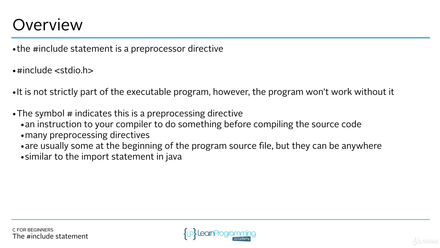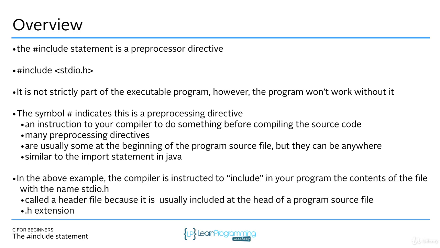The include preprocessor directive is very similar to the import statement in Java, if you're familiar with that. But what does that mean? In the above example, with the include pound symbol stdio.h, this is telling your compiler to include some of the contents of the file with that name. There's a file called stdio.h that exists somewhere. What the directive is saying is that my current program needs some of the contents inside this file in order to compile.